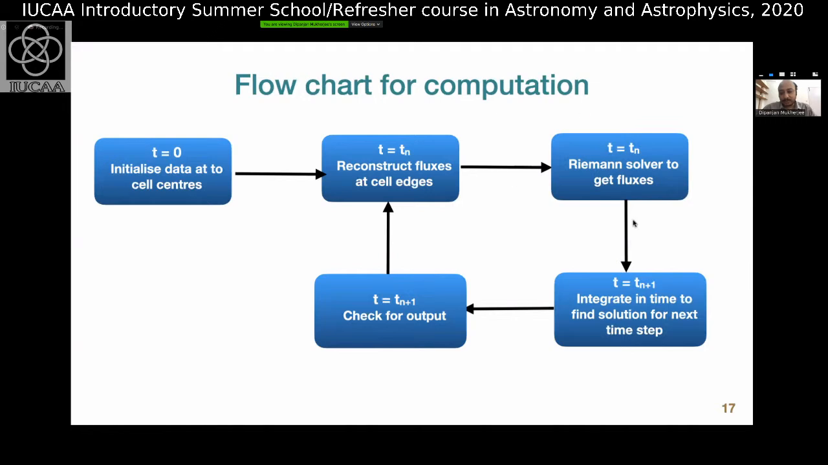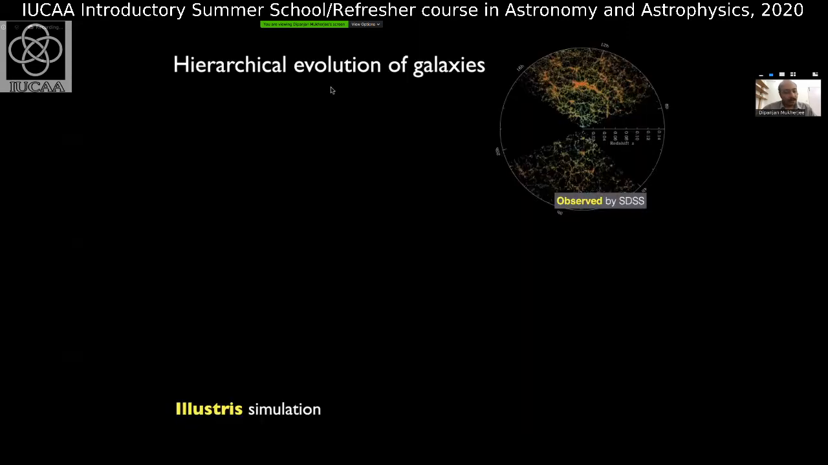You solve the Riemann problem. Then we integrate in time using the Godunov flux scheme. You check for output, and then you keep on going until there is a condition to stop. So in the next 5 minutes, maybe, before I take questions, I'll briefly give you some examples of the different kinds of simulations to give you a flavor of the capacity and the complexities of different simulations.